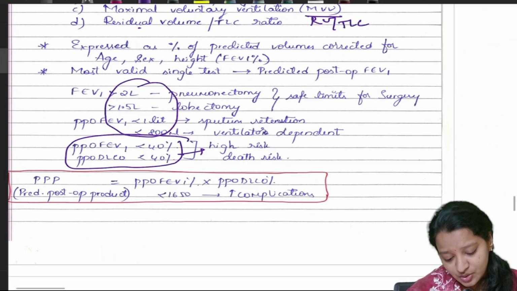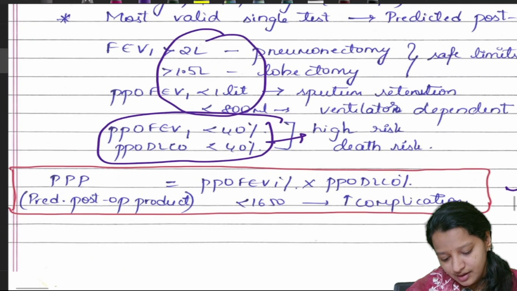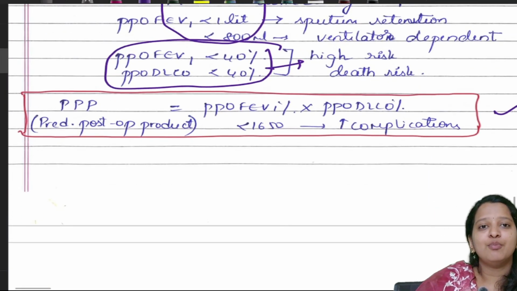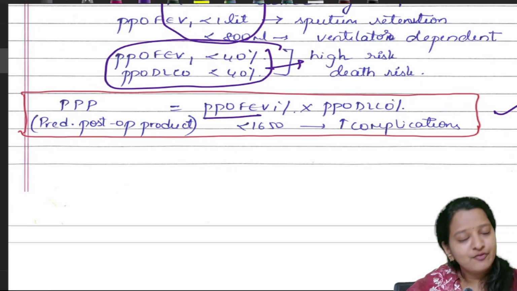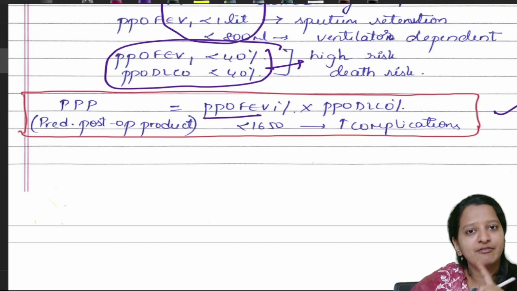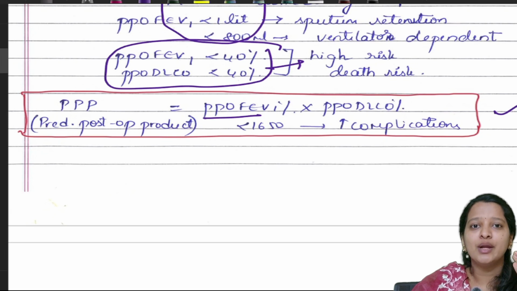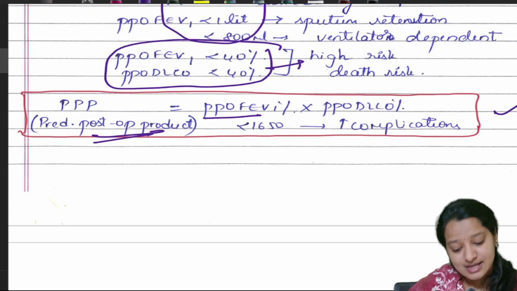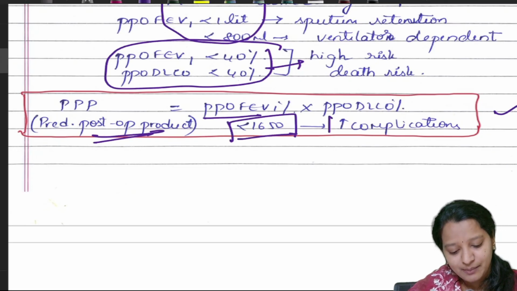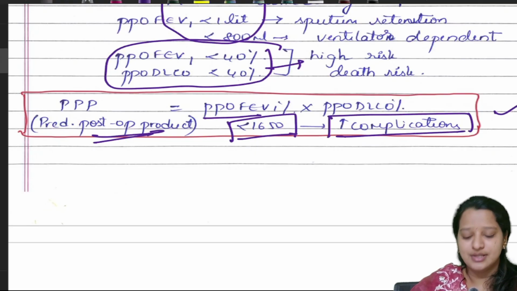This one we skipped. There is a thing called predictive post-operative product. We have calculated post-operative FEV1% separately. We have also calculated post-operative DLCO% separately. Its product is nothing but predictive post-operative product. If it is less than 1650, there will be increased complications.